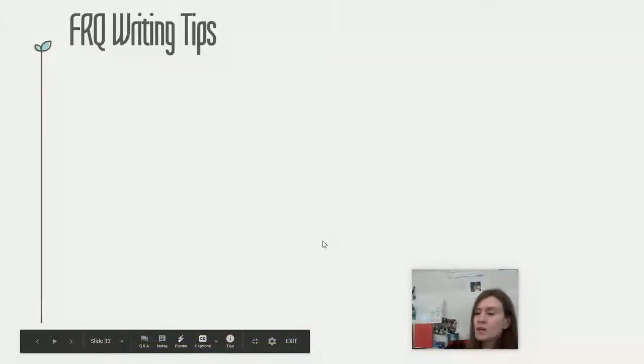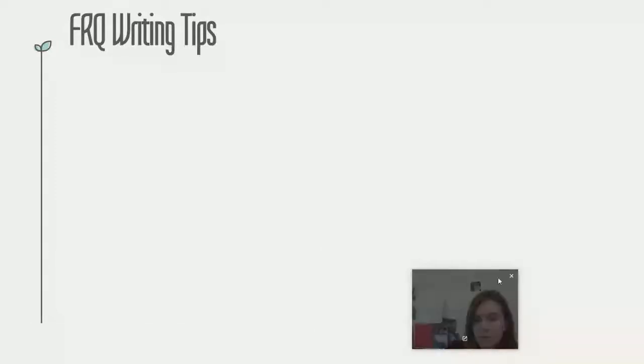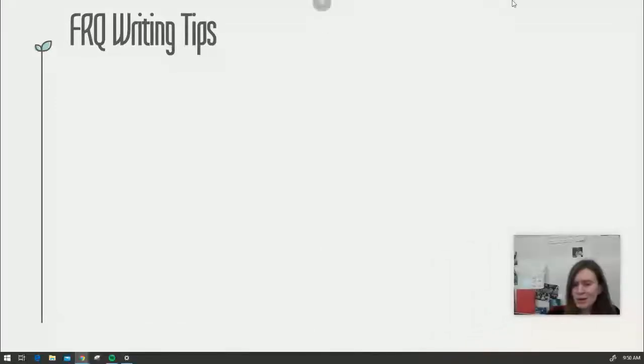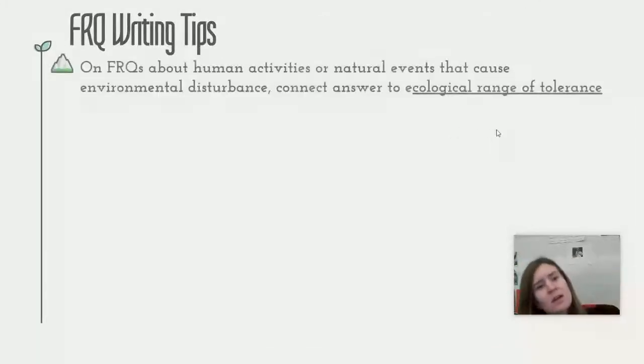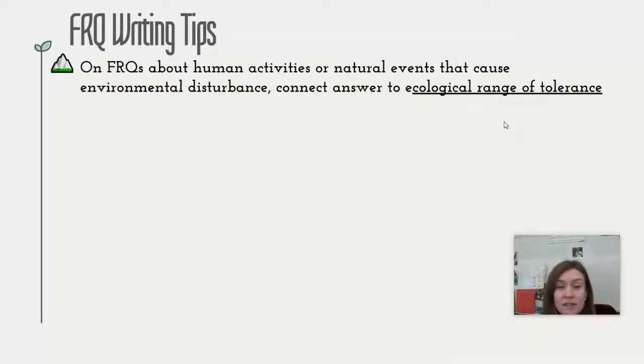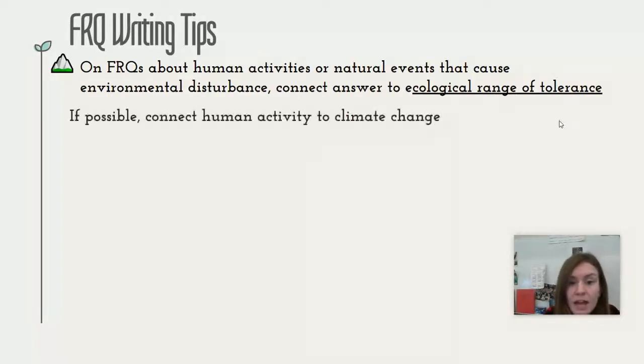Okay. Time to go over some FRQ writing tips. Because FRQs, that's where we get our points. That's where we get our fives, baby. Okay? So on FRQs about human activities or natural events that cause environmental disturbances, always connect this answer to the ecological range of tolerance, okay? If possible, connect it to climate change.